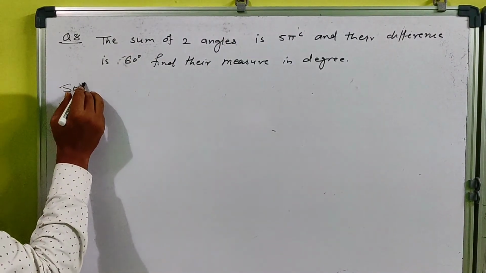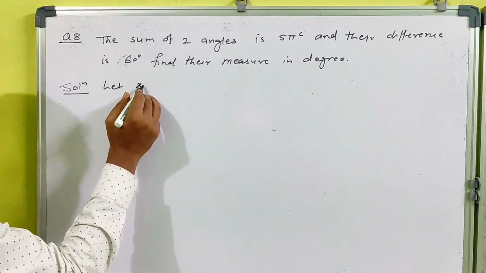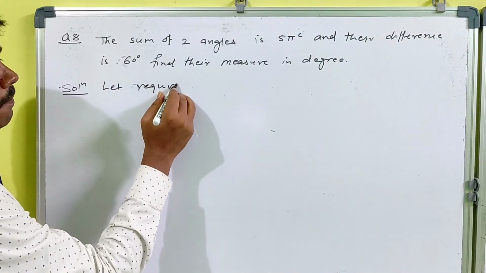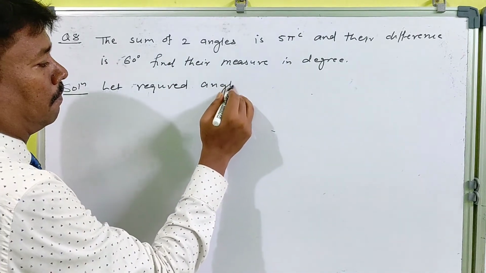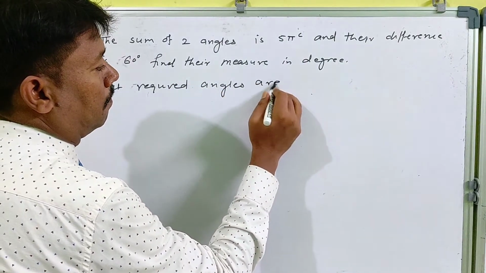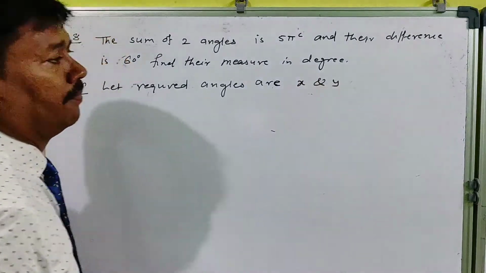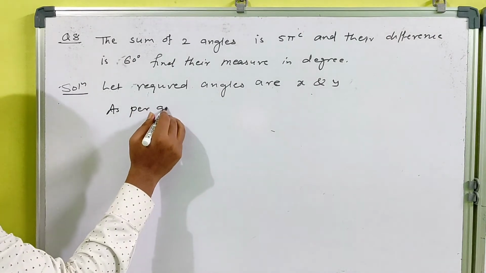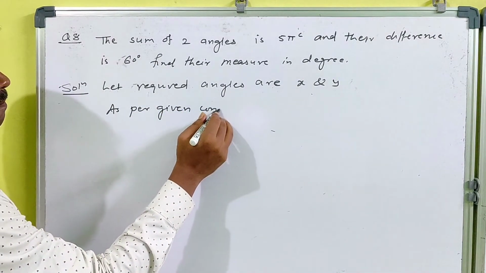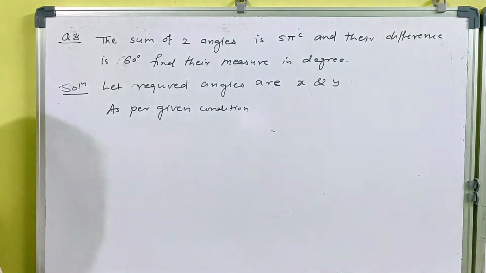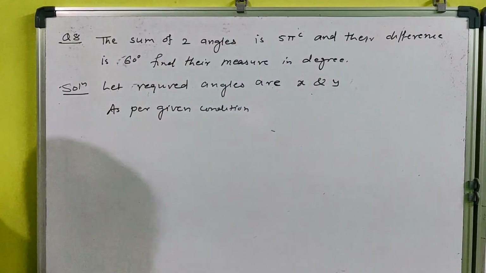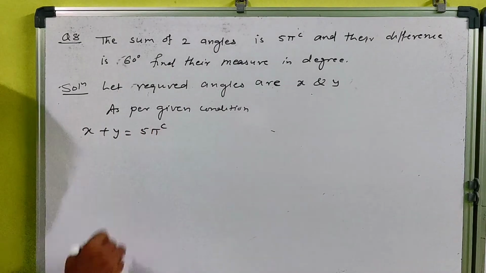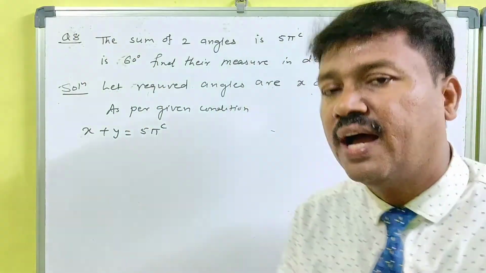Solution. So let the required angles be x and y. Now as per given condition, what is the given condition here? The sum of two angles is 5 pi radian. That is x plus y is 5 pi radian. क्या है? X plus y is 5 pi radian.